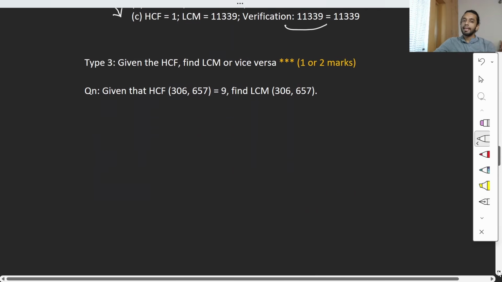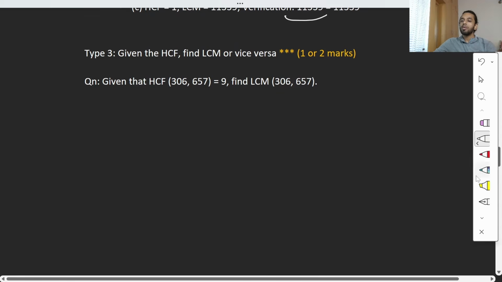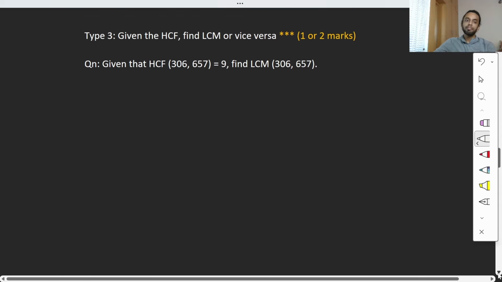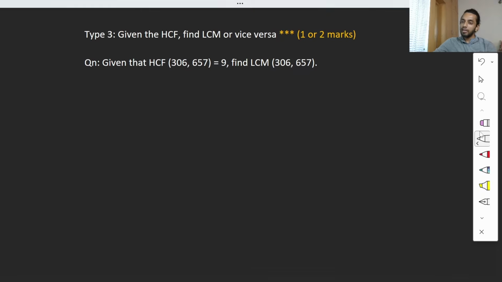We move on to the next type of question, that is type 3. When HCF is given and we are asked to find LCM or vice versa, how do we solve it? As you can see, it's a 3-star question, which means it's very important from the examination point of view. They have given the HCF as 9 and we have to find the LCM of the 2 given numbers. The given numbers are 306 and 657.